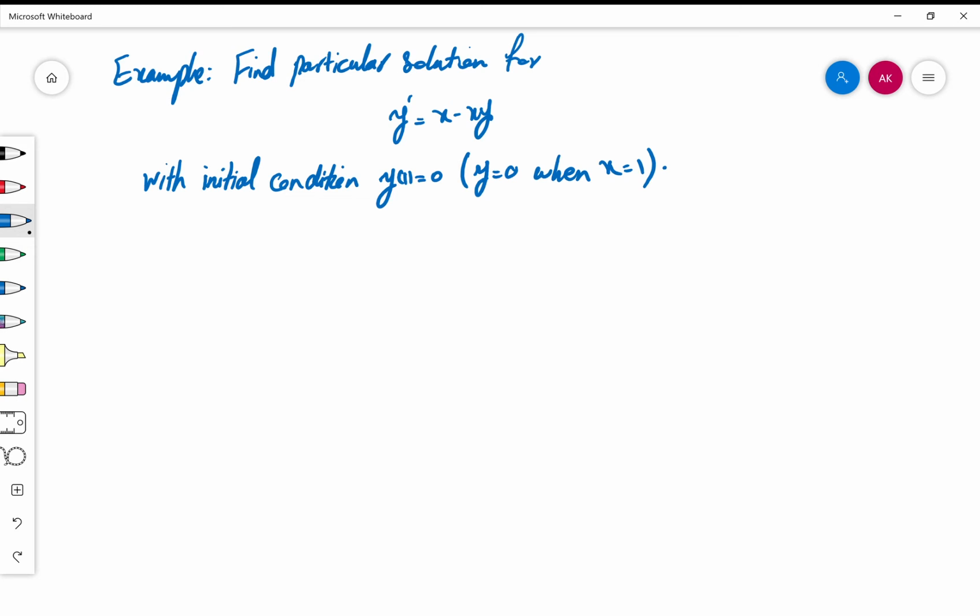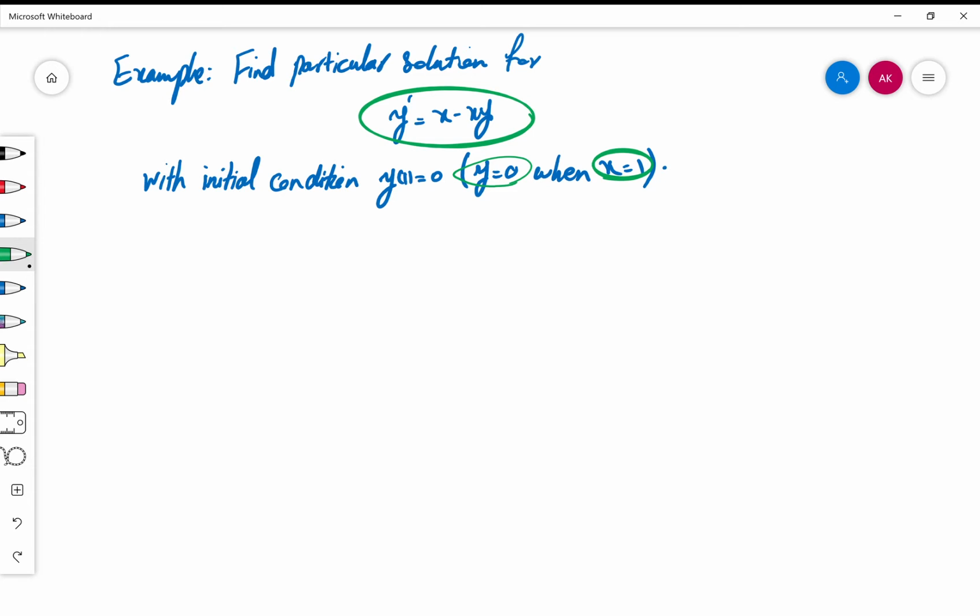Okay, let's solve another differential equation with initial condition. The differential equation given here is y prime equals x minus xy, and the initial condition is y at 1 is 0. It means that when x is 1, y is going to be 0.